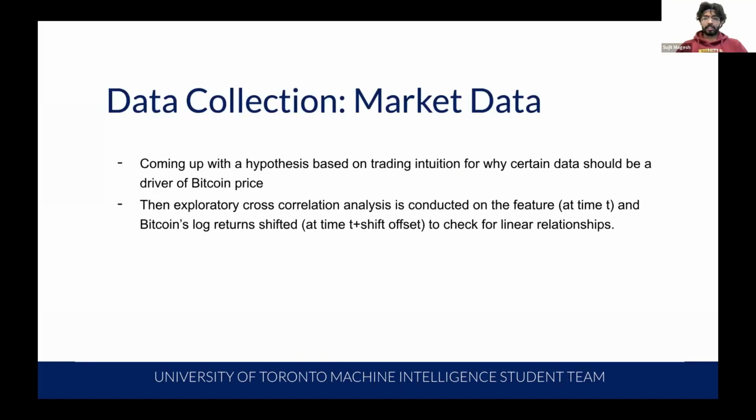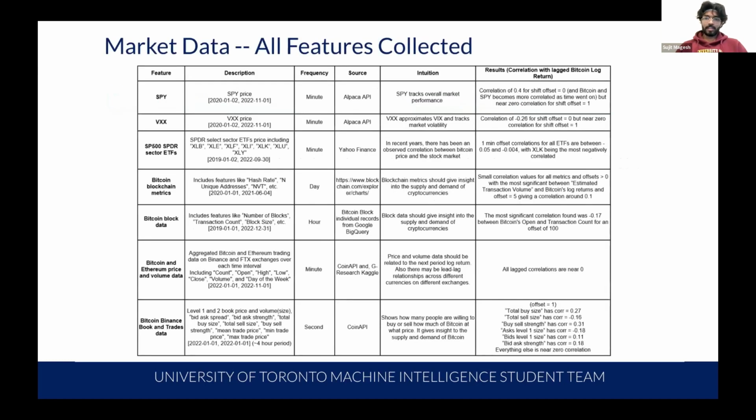So how do we create our data set? So we started off by creating hypotheses for which data should have predictive power in the trading price and why. And then we cross-checked the data against the lagged Bitcoin returns using correlation analysis. So these are all our features. And the only ones I wanted to highlight were the Bitcoin block data and the book and trade data, because they were the only ones that had significant non-zero correlations with the returns.